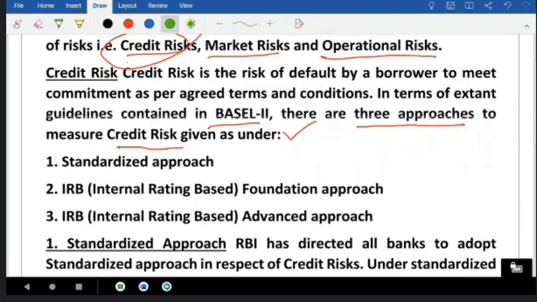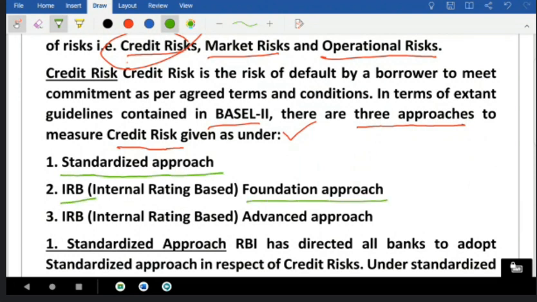Number one, the standardized approach. Number two is IRB foundation approach, internal rating based foundation approach. And third is also IRB, but it is the advanced approach. Okay, so basically I'll be dealing here with two types. Number one is called standardized approach, and number two is called IRB, means internal rating based approach.